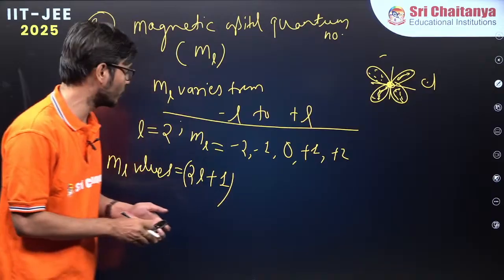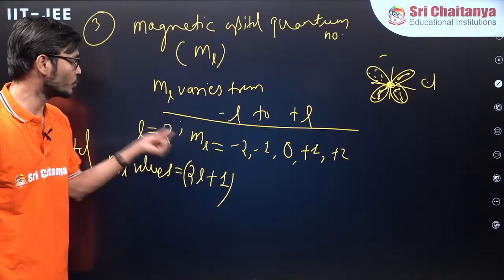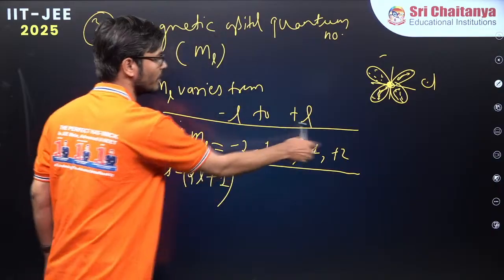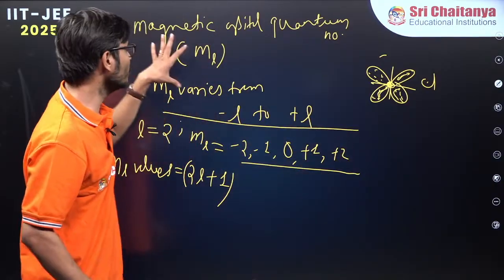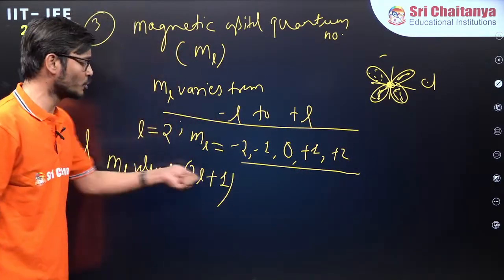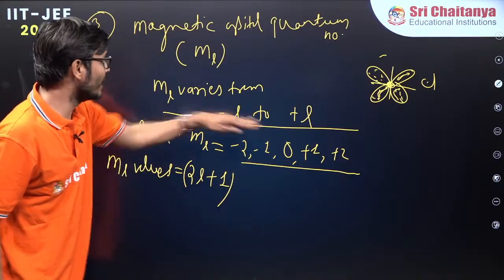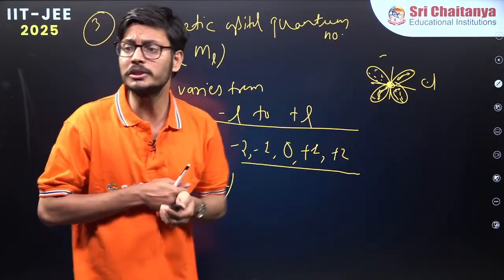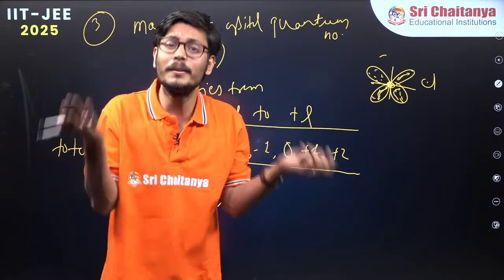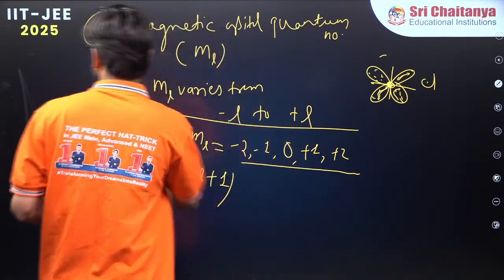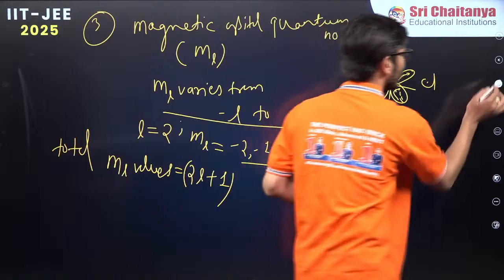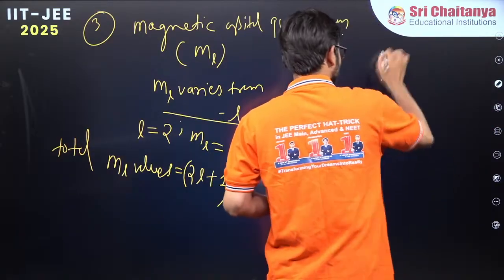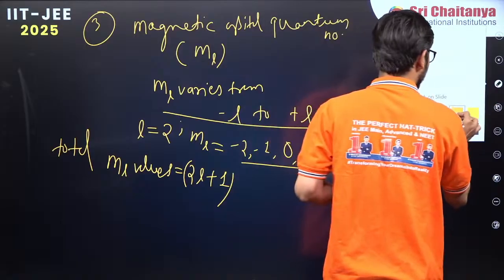For example, L is equal to 2. Two 2s are 4, plus 1, 5. We have 5 values: 1, 2, 3, 4 and 5. So the total number of ML values is 2L plus 1, and it varies from minus L to plus L. Now the question is, sir, what does it represent? What is the significance of the orbital quantum number? So basically this gives the information about what?